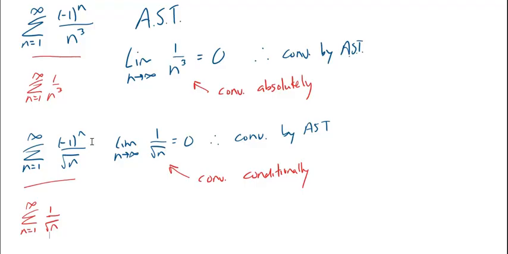And that's something that the College Board will throw at us. Does it converge absolutely or conditionally? So hopefully you understand the difference between the two of those. I'm going to stop this video here, pick it up in the next one where we're going to get into some ratio test.